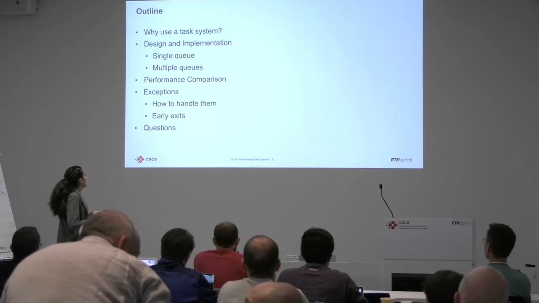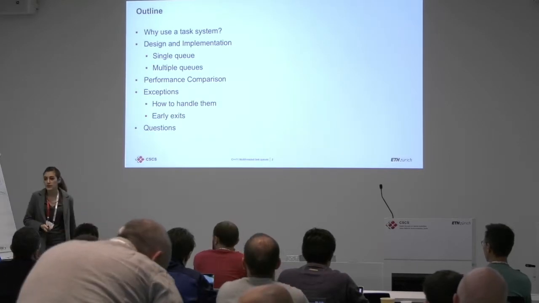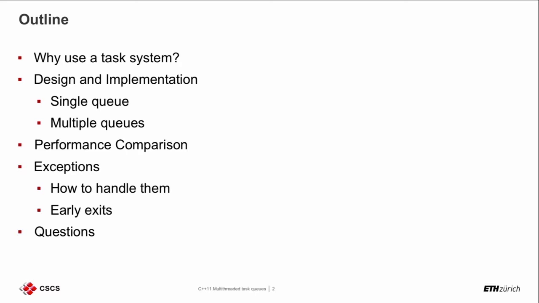Okay, so a little bit of an outline. I'm going to be covering how to build a task system that runs on a thread pool. I'm going to go through the design and implementation using a single queue method, and then building on that to use multiple queues instead. Then I'm going to compare the performance between single and multiple queues and a third library that already implements that. Then I'm going to talk a bit about exceptions and how to handle them in this tasking system and how to use them to get an early exit. And if you have any questions at any point, please stop me and ask.